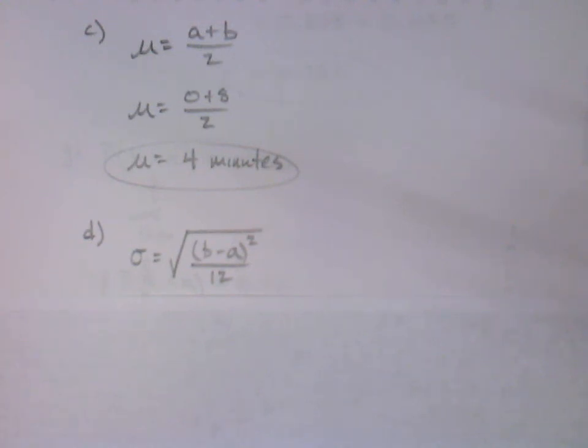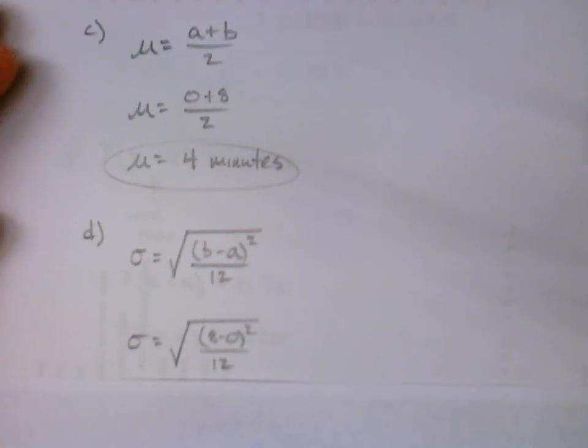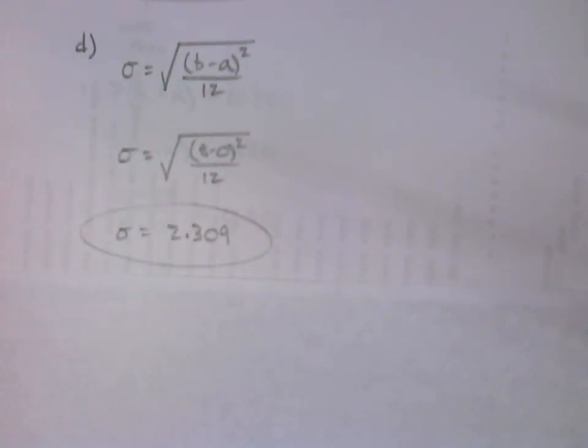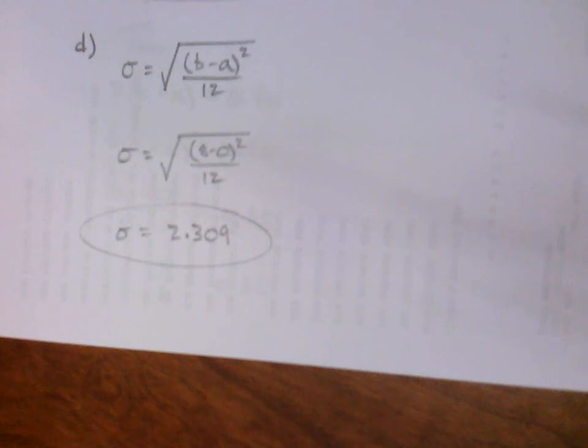So luckily, if we know that formula, we can again plug in our a and our b. In this case, 8 minus 0. And I'm just going to jump to the answer here. I invite you to do these along with me. In your calculator, sigma is 2.309 in this case. Okay, so we've done quite a bit already. We've graphed it, did f of x, mean, standard deviation. Now we're going to get to the probabilities.